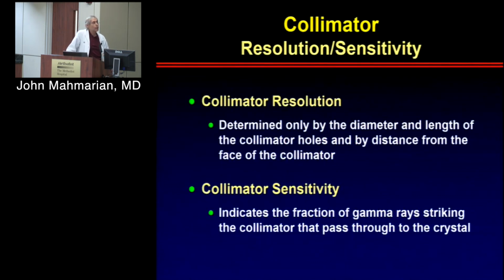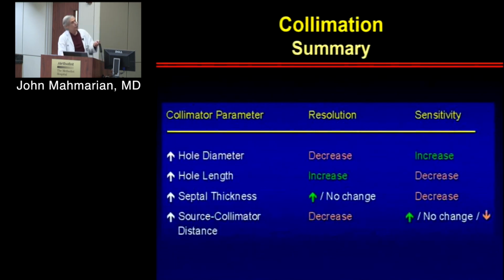And the collimation and the resolution are going to be determined by the diameter and length of the collimator holes and the distance of the source from the face of the collimator. It also turns out that the sensitivity, which is the amount of photons accepted, is determined mainly by the collimator in terms of how many photons can actually strike the crystal. Okay? So these are some parameters that are well accepted and well known.